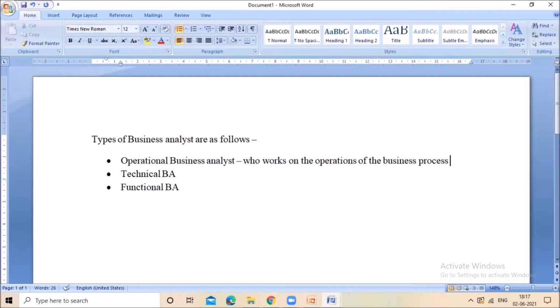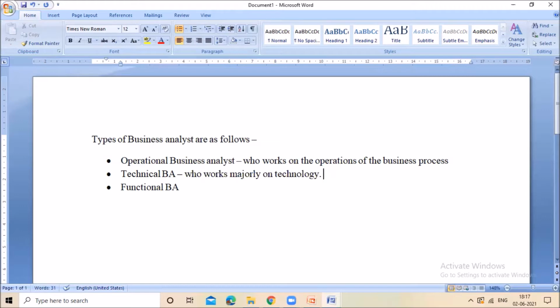Okay, now the second will be called the technical BA. Who is a technical BA? Someone who works majorly on technology. What does it mean? For example, you want to develop a CRM application. Forget about Salesforce. Which technology is suitable? What kind of operating system do we require? What kind of hardware and software do we require? All these things come under the technical aspects of the project.